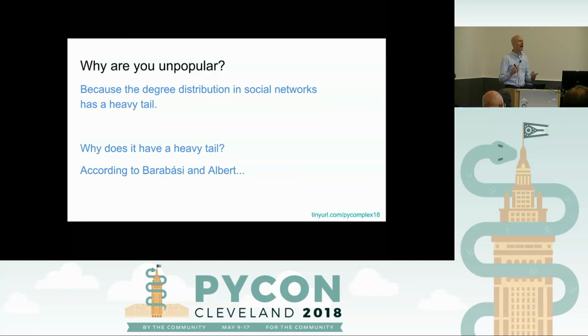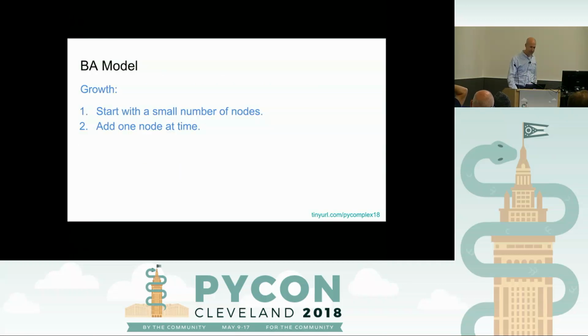So this is now getting us a step closer to understanding why you are so unpopular. The first part is that the social network has a high degree of variability. It has a power law tail. And then the other part is the question that Barabasi and Albert answered, which is why? Why does the social network have that structure, and why do these other networks have that structure?